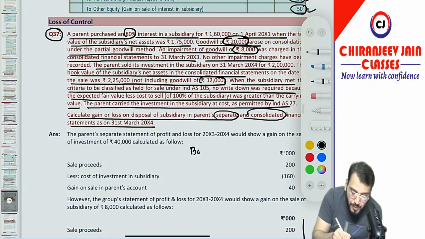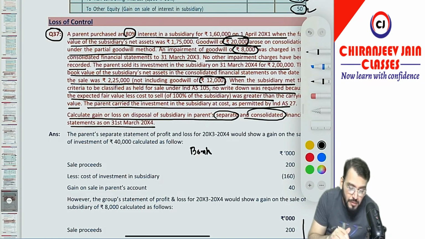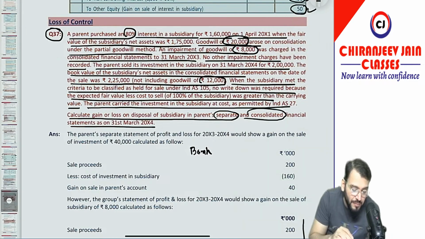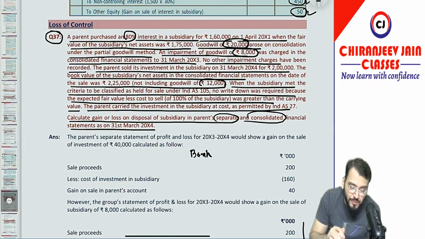Let's see. So the journal entry will be what? The bank account, how much consideration have you received? The parent purchased 80% of the subsidiary for rupees 1,60,000 when the fair value of net asset was 1,70,000. Goodwill of 20,000 arose under the partial goodwill method, and impairment of goodwill of 8,000 was charged. No other impairment. The parent sold its investment in the subsidiary on 31st March for rupees 2 lakh. So bank account 2 lakh. The entire investment has been sold. Correct, no investment has been retained. So now NCI will be debited. NCI will be what? 20%, because it is partial goodwill. So 20% of how much?